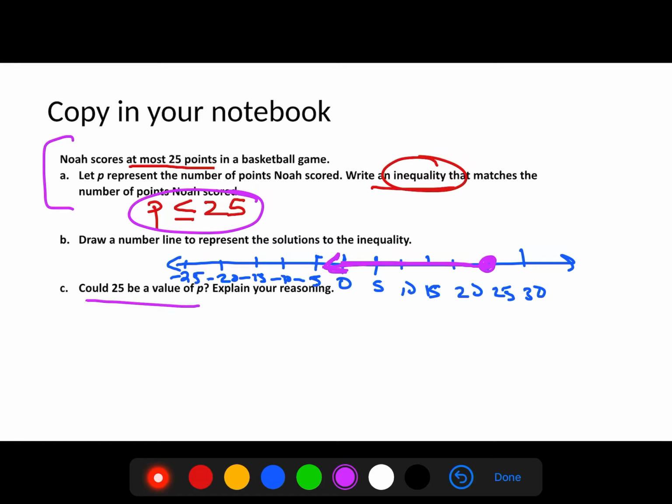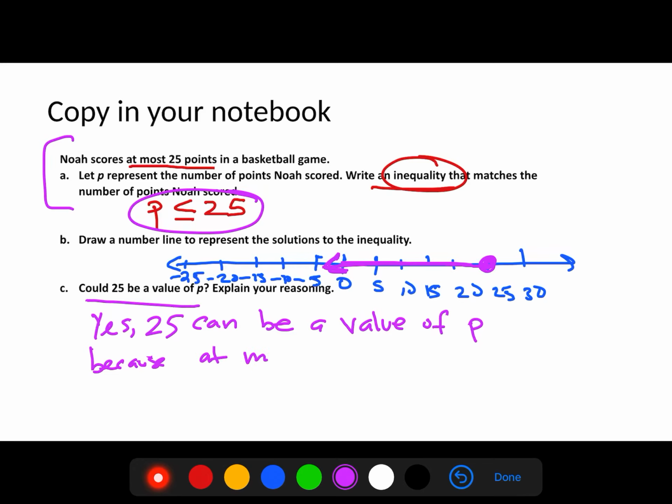And then here it says, could 25 be a value of P? Explain your reasoning. Well, yeah, because it is at most 25 points, and that includes 25 points. So I would say, yes, 25 can be a value of P because at most, which is what the problem used, includes 25, period, right? So that would be your answer.